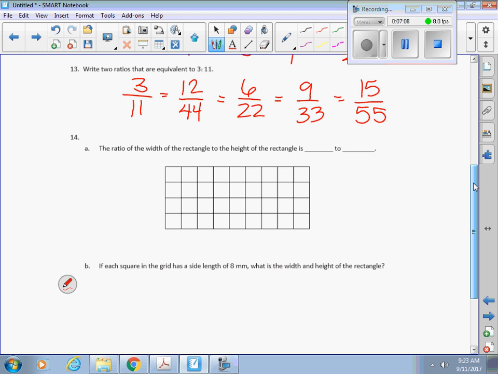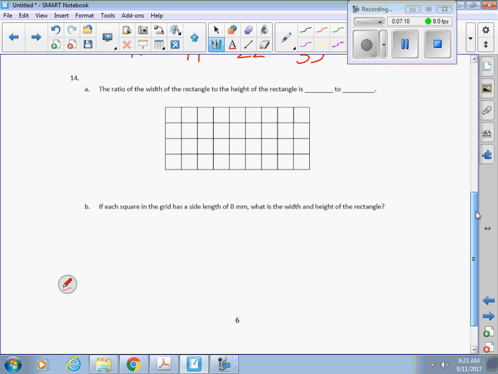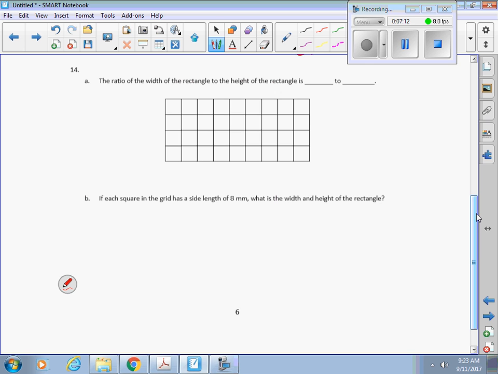All right, the ratio of the width of the rectangle to the height of the rectangle is blank to blank. So this is the width, and this is the height. So it's looking for which one of those first? Tim. Which is? 9. Very good, and the height is? 4. Nice job. Now, the next part, it says if each square in the grid has a side length of 8 millimeters, what is the width and the height of the rectangle?